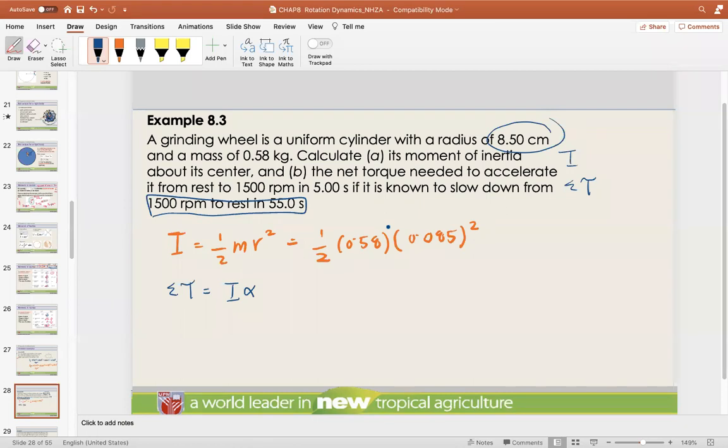Here there are two accelerations, right? Two accelerations means that you have two torques. So net torque is the summation of torques: torque 1, torque 2. Torque in general is I alpha, so torque 1 is I alpha 1 and torque 2 is I alpha 2. So what is alpha 1? What is alpha 2?